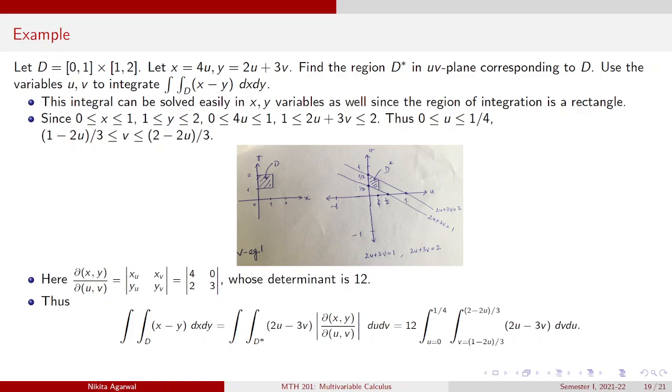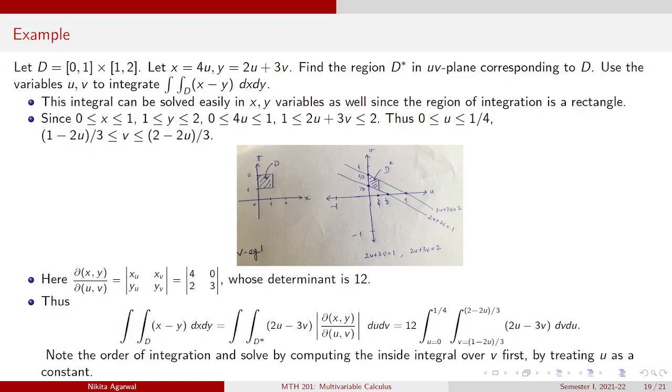You can see that if I interchange these limits, there will be a problem, because how do you integrate? You start from inside and then go out. So I'm not going to go into the computations, but note the order of integration: solve by computing the inside integral over v first, you get an answer in terms of u, and then you integrate over u.